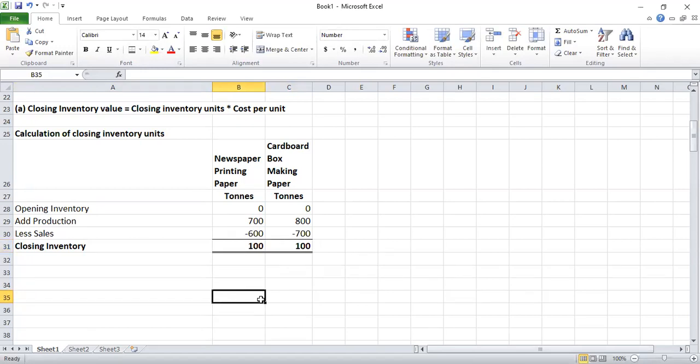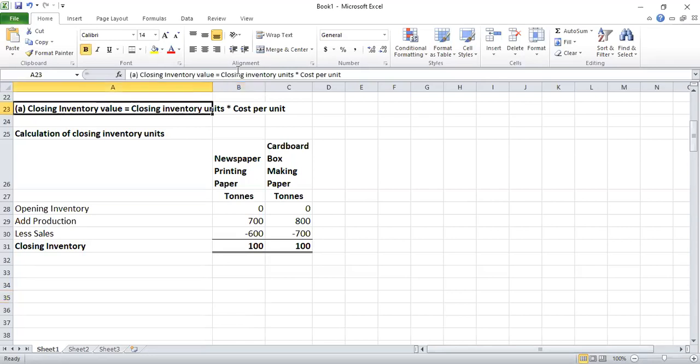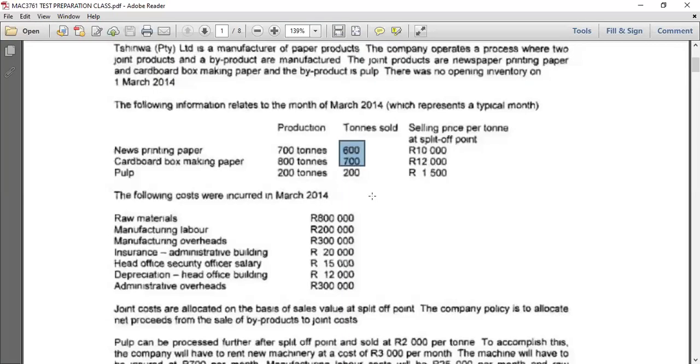Now we want to know the cost per unit so that we can multiply, because remember we said the value is the units times the cost per unit. For us to know the cost per unit, we have to know the cost of all the newspaper printing paper and then divide by the tons that are produced. First of all, we have to calculate the joint costs that are supposed to be allocated. Let's calculate the joint costs to be allocated to the product.